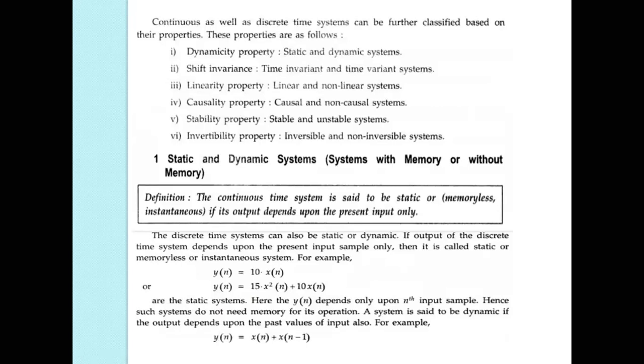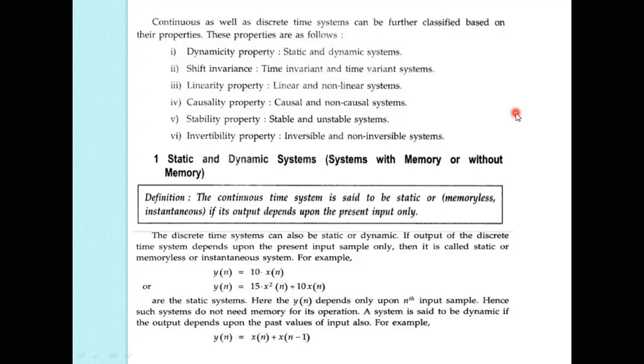Continuous as well as discrete time systems. Continuous as well as discrete time system is again further classified based on their properties. We now discuss what the types of systems are, continuous and discrete. And these two are again further classified based on their properties.